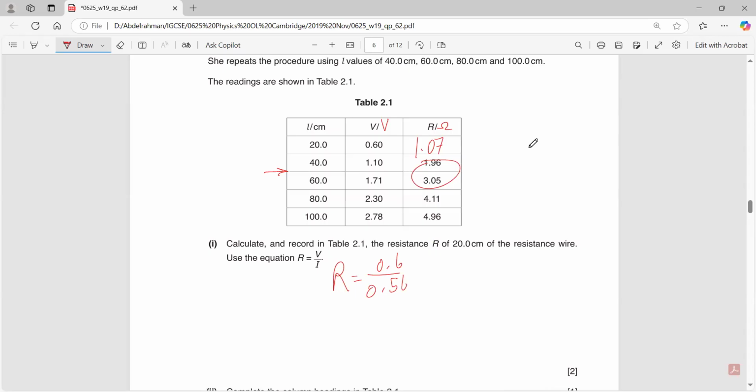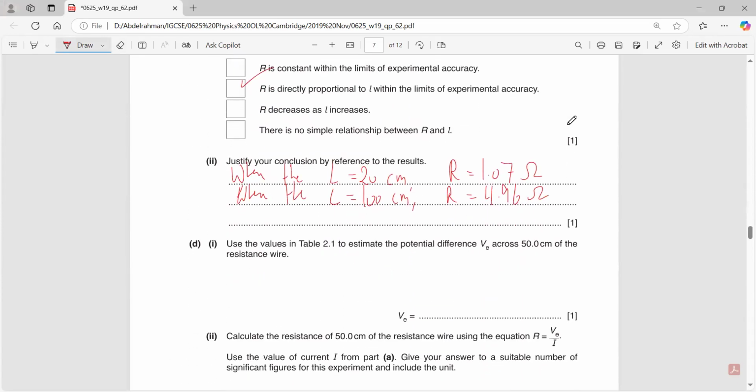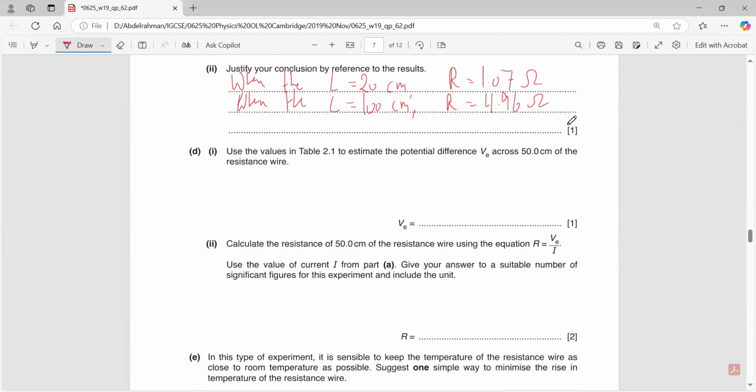Basically, we need the voltage, not the resistance. So 1.1 plus 1.71 divided by 2. Basically you want the average, something in the middle. This would give you a voltage of 1.40 volts.